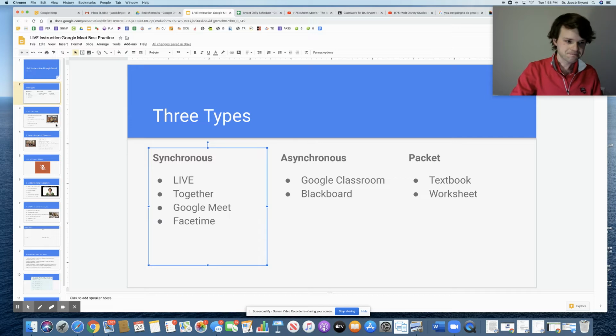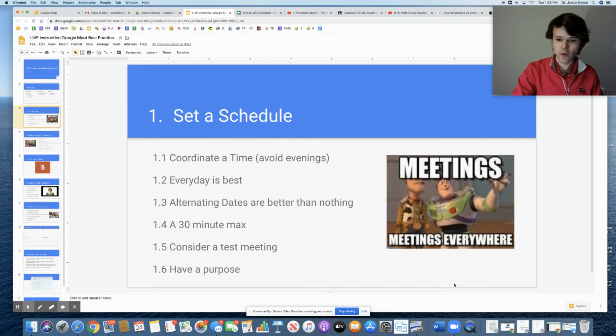Okay, getting right into the framework here. The very first thing you've got to do is set a schedule. For me, it's every day at 9 a.m. You're going to want to coordinate this with the other people that you work with to get a pulse for when their Google meetings are, if they're having those, so that students don't have to choose between which one they're going to attend. And I do recommend avoiding evenings. I think anything we can do to keep these kids on a normal schedule, normalcy in school and in-school instruction, is the best thing to do. So coordinate a time and set to it.